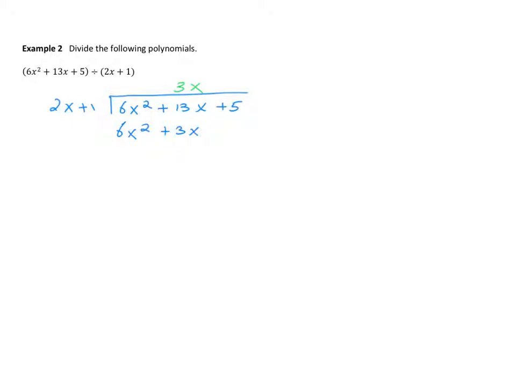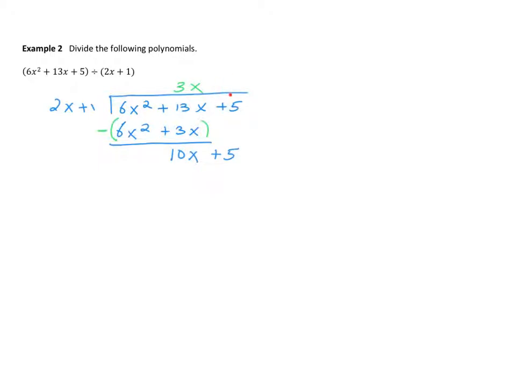Okay, the next thing to look out for is you are subtracting this. But when you subtract this, you want to make sure you're subtracting both pieces. This negative gets distributed to both terms. 6x squared minus 6x squared is 0. You don't have to write it. But here we have 13x minus 3x. This is really 13 minus 3, which is 10x. And I now bring down 5.